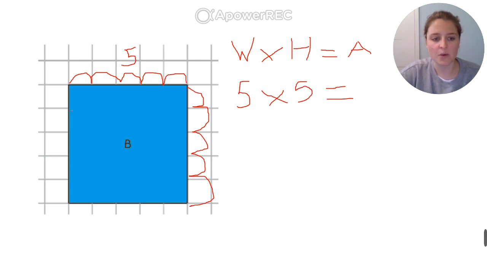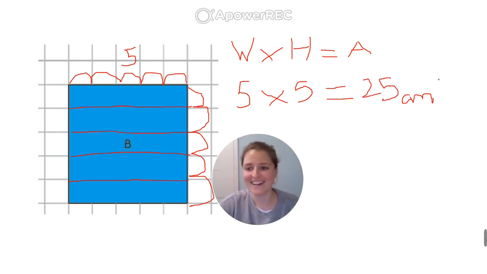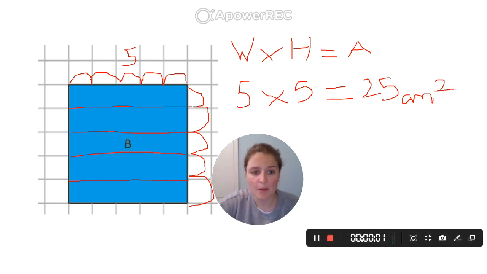So I can do 1 row of 5, 2 rows of 5, 3 rows of 5, 4 rows of 5, 5 rows of 5. And 5 rows of 5, so 5 squares times by 5 will give me 25 centimeters squared.